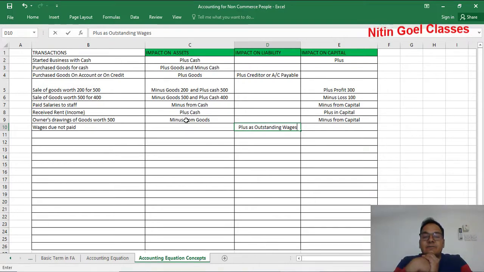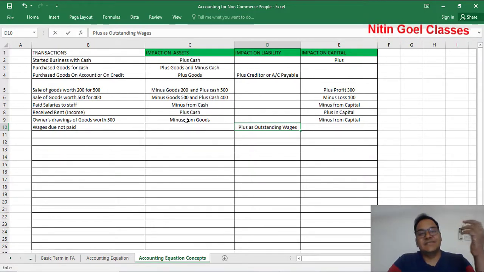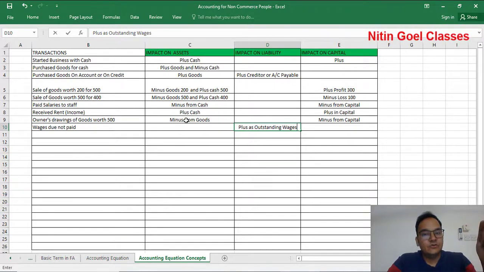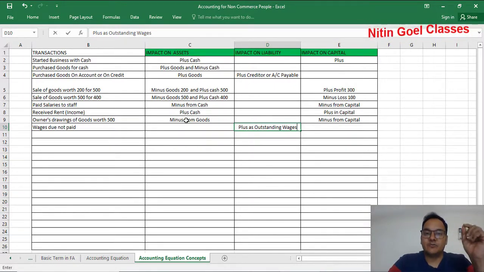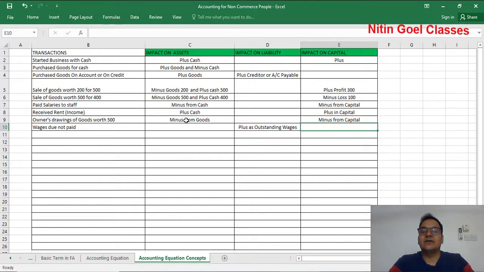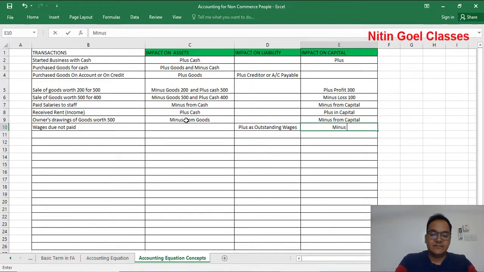But what is the next impact? There is always going to be two impacts. There is not going to be a single impact on anything. So there is a plus. So either it should go on asset and plus on the other side, which is not possible because it is not an asset. So what happened? It is an expense. Any expense, whether you paid or not paid, it is an expense for the year. And expense has an impact directly on the profit. The profit will reduce. So ultimately who will get the impact? Capital. So we'll say minus from capital. So this much amount will be reduced from the capital.